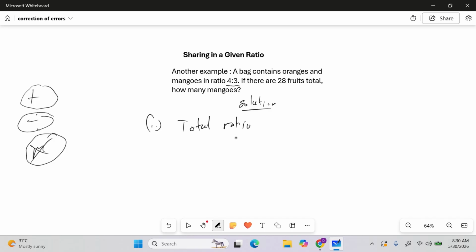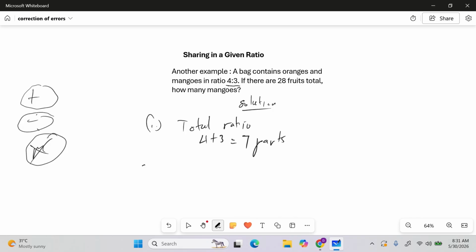Total ratio is 4 plus 3, and it's going to give us 7. It's called 7 parts. It means that we are going to divide this into 7 parts. Then you do division by dividing the total amount by the total ratio. So always remember that total ratio goes with total amount. The total amount of fruit is 28.